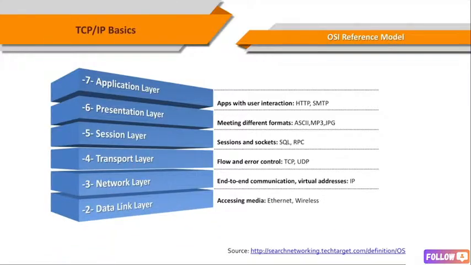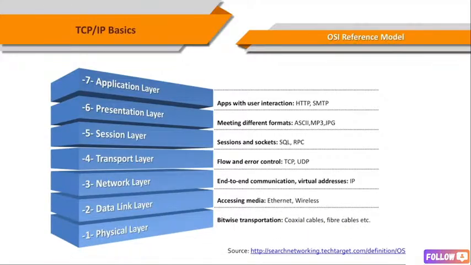Layer 2, the data link layer. This layer sets up links across the physical network, putting packets into network frames. This layer has two sublayers, the logical link control layer and the media access control layer. Ethernet is the main data link layer in use. Layer 1, the physical layer. This layer conveys the bit stream through the network at the electrical, optical, or radio level. It provides the hardware means of sending and receiving data on a carrier network.